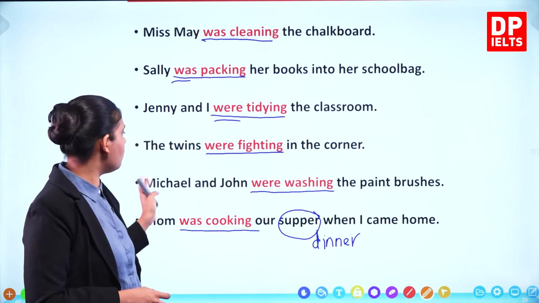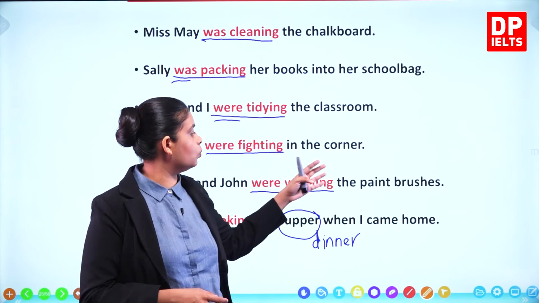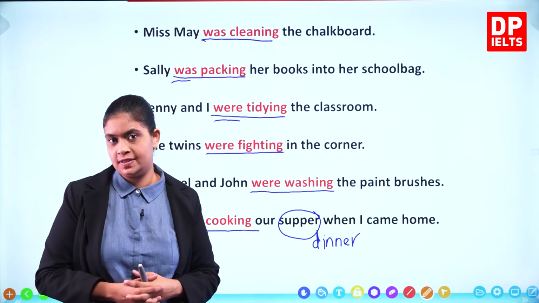Next one. Michael and John were washing the paint brushes.